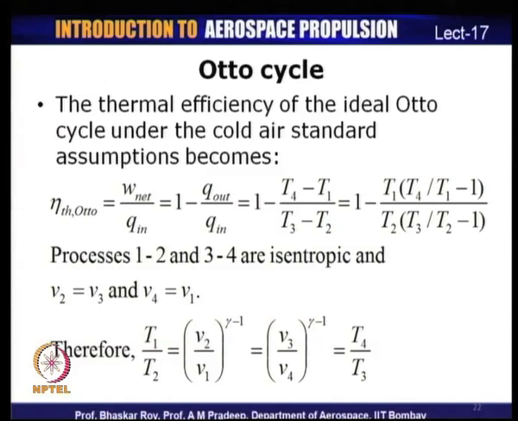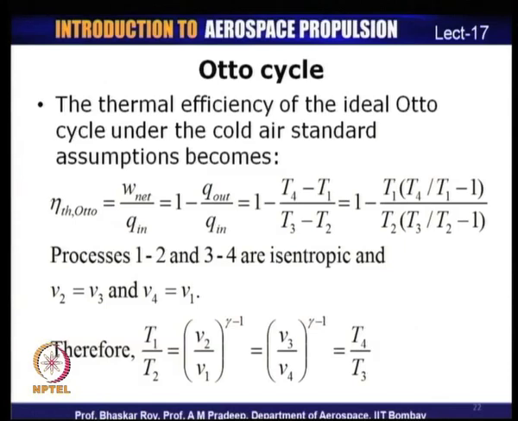Therefore, the thermal efficiency of an ideal Otto cycle with the cold air standard assumptions is W net by Q in, that is 1 minus Q out by Q in, which is 1 minus T4 minus T1 by T3 minus T2. Cv gets cancelled out because of the cold air standard assumptions, where we assume that Cv does not change, which is equal to 1 minus T1 times (T4 by T1 minus 1) divided by T2 times (T3 by T2 minus 1).